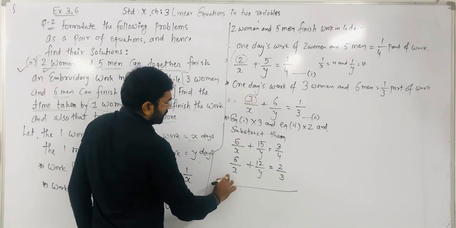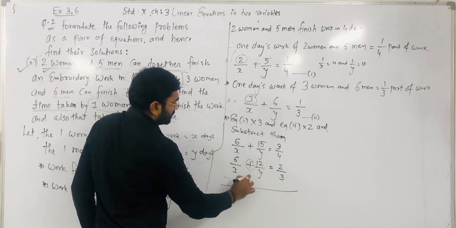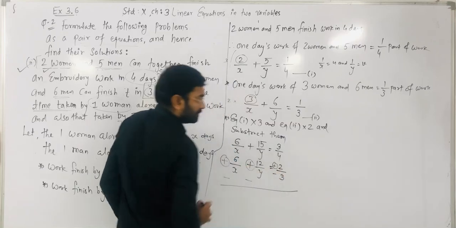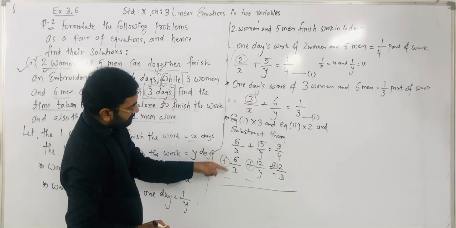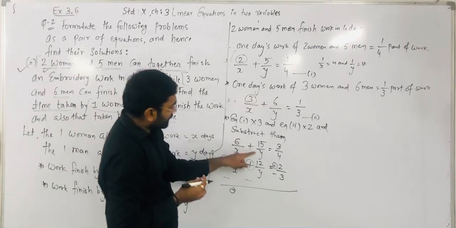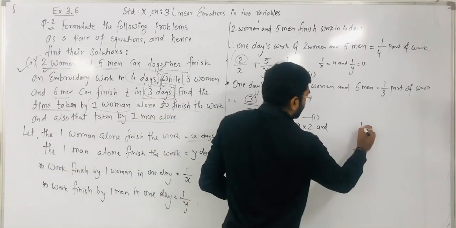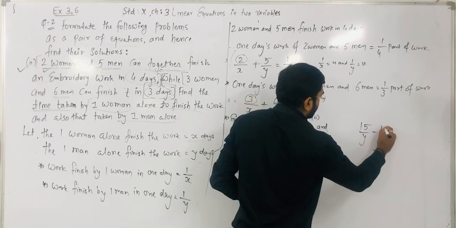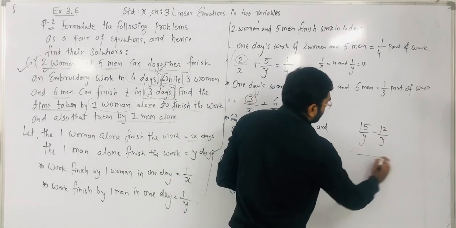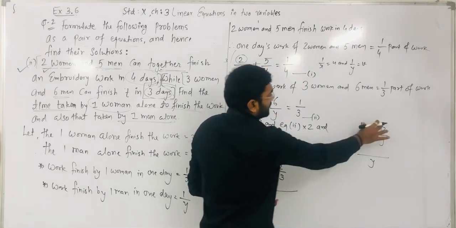So in the second equation all term signs we have to change. Plus becomes minus. Here the plus sign becomes minus. This plus sign becomes minus. So 6 by x minus 6 by x, this one is 0. 15 by y minus 12 by y. Here I represent that subtraction. 15 by y minus 12 by y. So the denominator is the same, so we can write it as common for both terms.